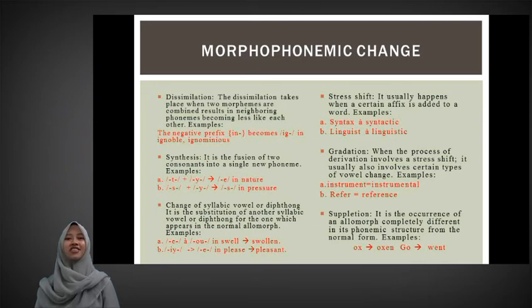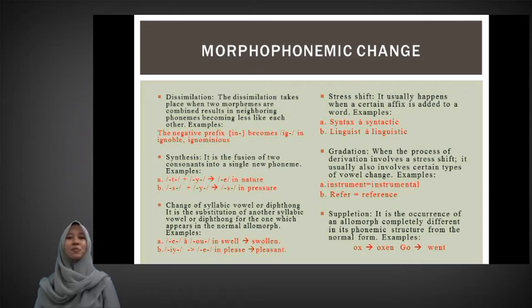Next is about stress shift. It usually happens when a certain affix is added to a word. Examples: syntax becomes syntactic. Linguist becomes linguistic. Next is gradation. Gradation is when the process of derivation involves a stress shift. It usually also involves certain types of vowel change. Examples: instrument becomes instrumental. River becomes rivers.